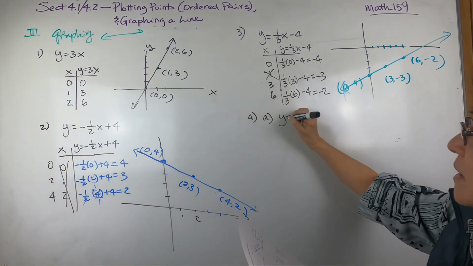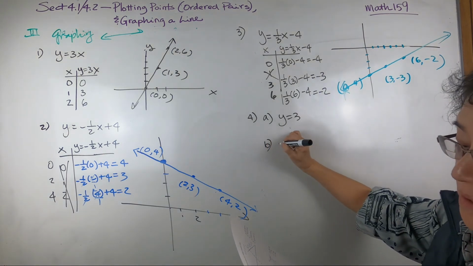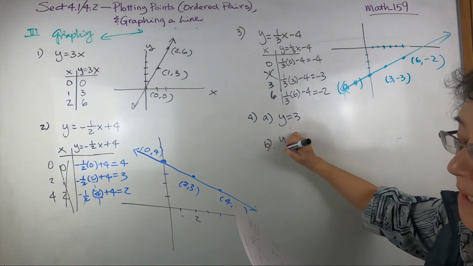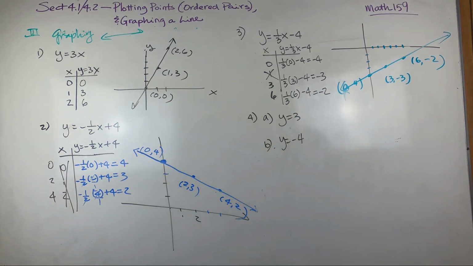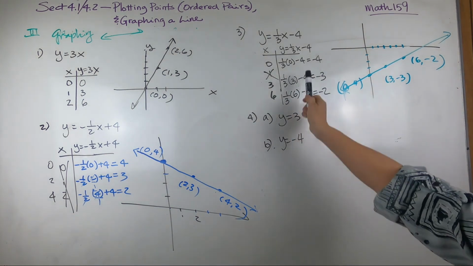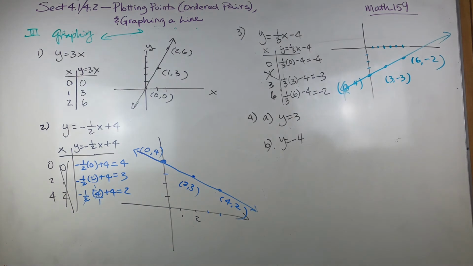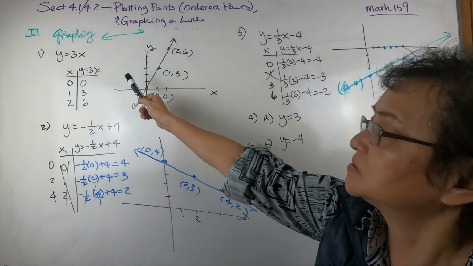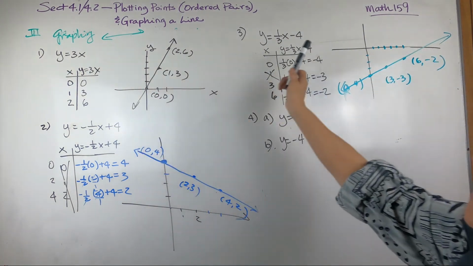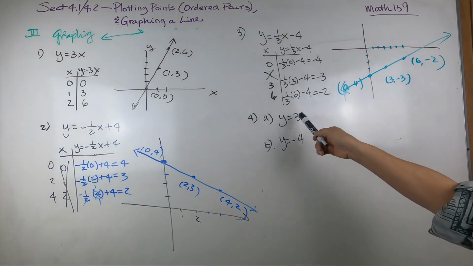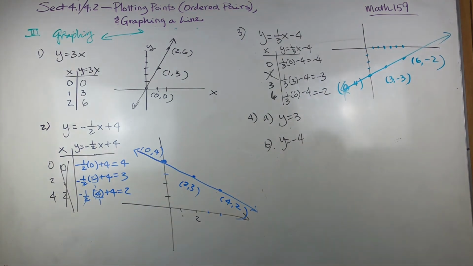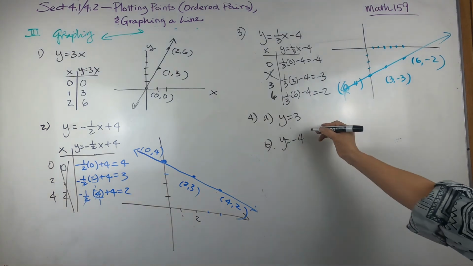Okay, if y equals 3, y equals negative 4. What's the difference between this problem and other problems? See, other problems you have y and x, right? Here we only have y, but we are still talking about the xy plane. We are graphing a line. Still a two variable world, but x is missing.